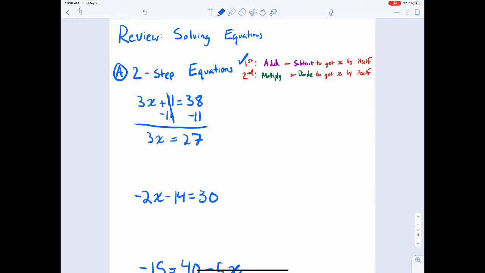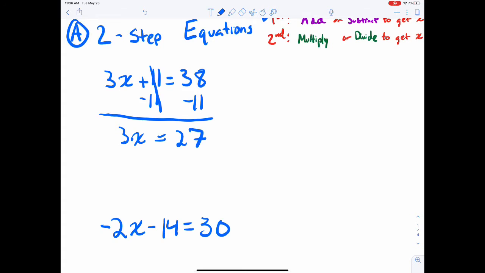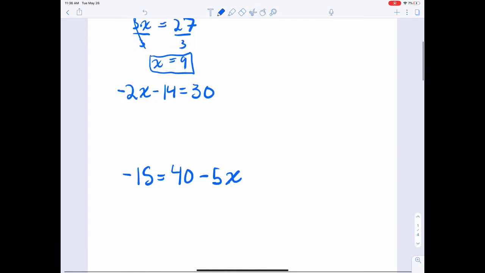Check that. And the last thing we're going to have to do is multiply or divide to get x by itself. Right now there's a 3 times x. And the only way we're going to be able to get that x by itself is if we get rid of the 3. So how are we going to get rid of the 3? Well, we're going to divide by 3. We'll get x equals 9. That's all it is.